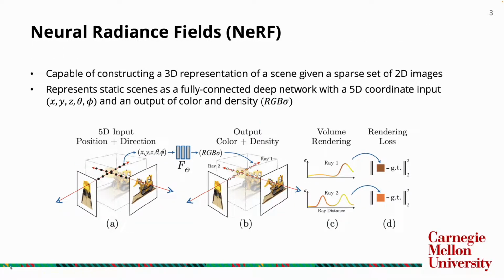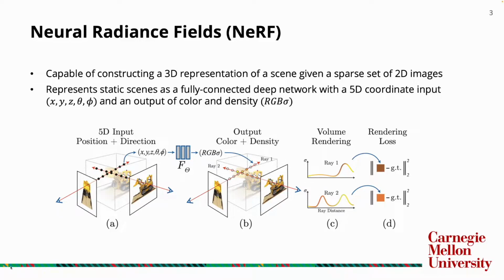Neural radiance fields, or NeRF, bridges this gap between our complicated world and a computer's understanding. NeRF is a relatively new development in the computer vision community, only being published in 2020. It is capable of constructing a 3D representation of a scene given a sparse set of 2D images.